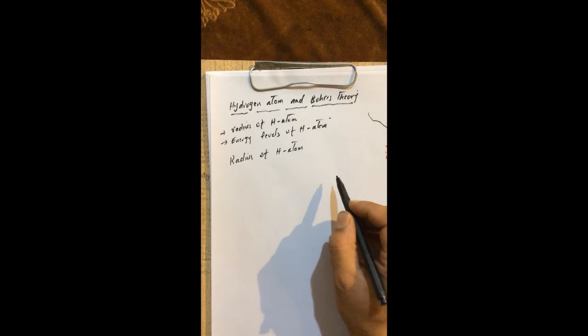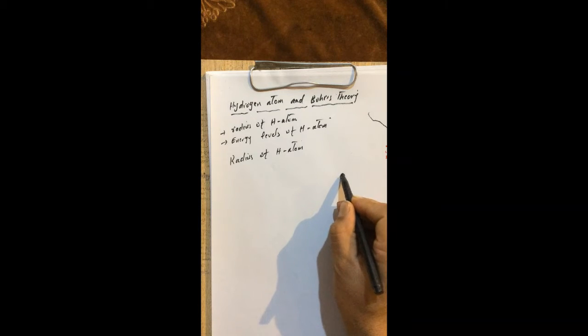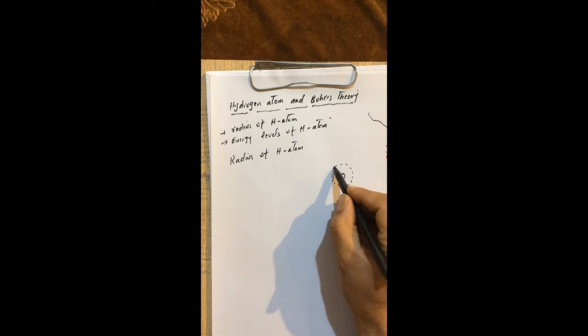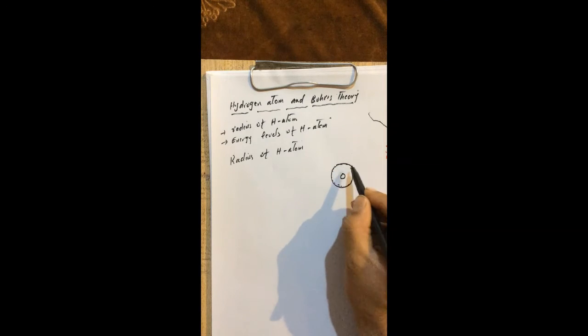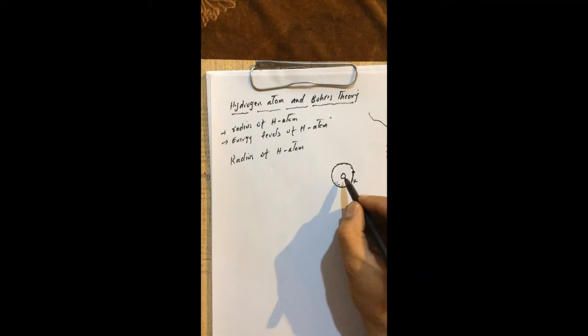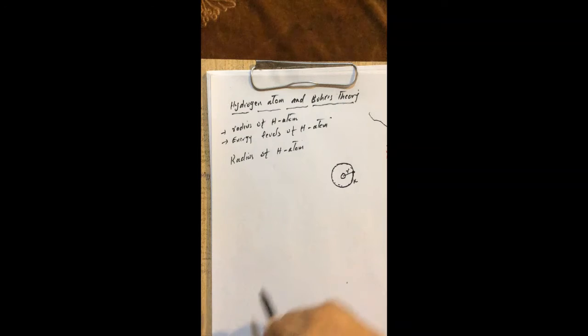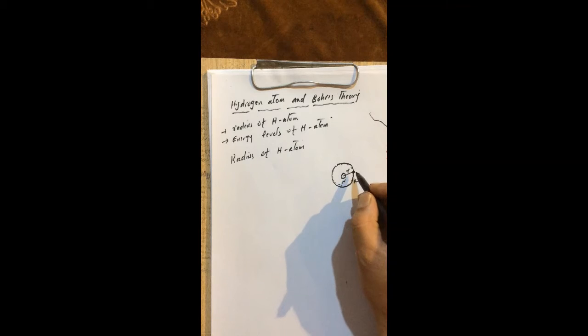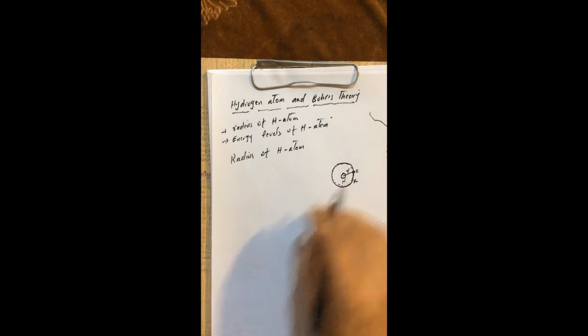We know that there is only one electron which is revolving around the nucleus. So here we have this nucleus, and the electron is revolving around the nucleus in the first shell, the K shell. Now we consider that the distance of this electron from the center of the nucleus is r. In the nucleus we have one proton, which is not our interest here. The only thing is this electron which is revolving around the nucleus in the first orbit, so we consider its radius to be r.